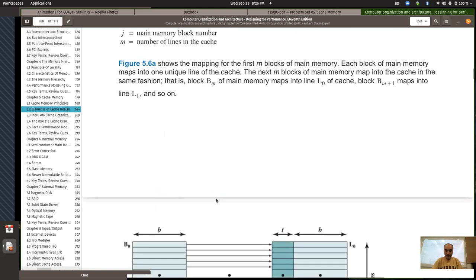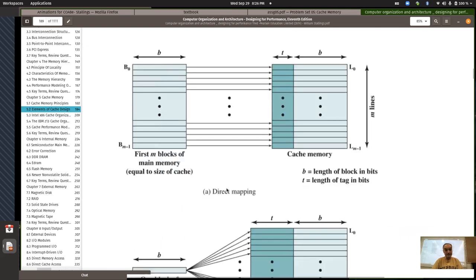Typically the way it works, this is trying to describe this. To understand this, this isn't the way that we usually visualize memory, or in the previous figure. Here we're actually showing the first M blocks of memory. If this is main memory here, this is supposed to represent whatever our block size is. So let's say blocks are 64 words or 64 bytes, right? So this first block is actually the first 64 bytes of memory.